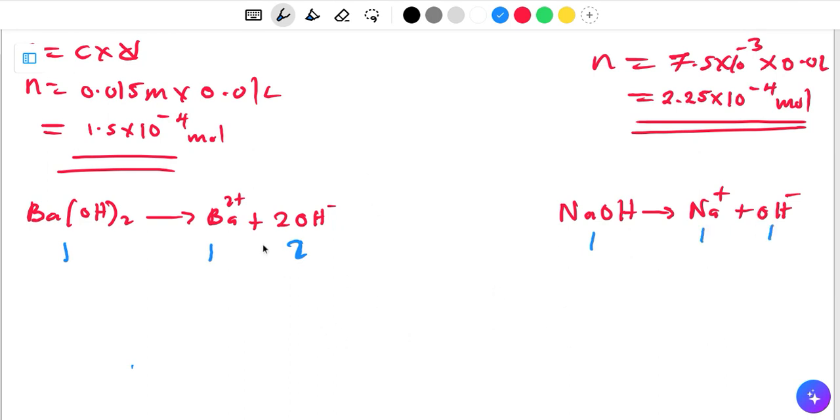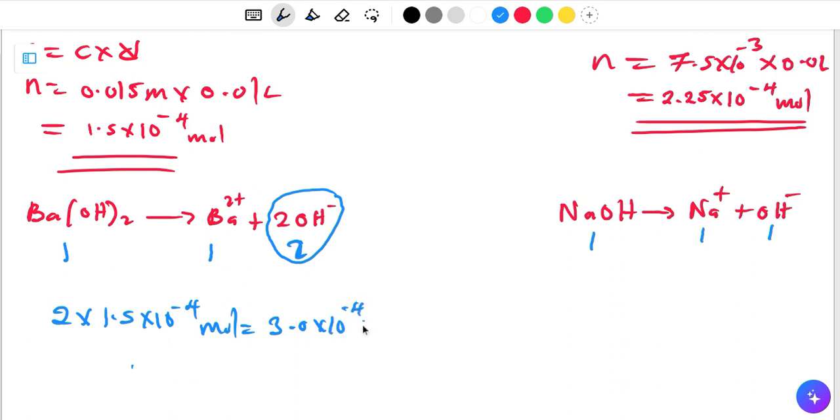So in terms of the concentration of hydroxide ions here, we need to multiply by the ratio. Let me say the number of moles of barium hydroxide, for us to know the number of moles of hydroxide ions. So we have 1.5 multiplied by 10 to the power negative 4 moles. So this one is going to give us 3.0 multiplied by 10 to the power negative 4 moles. What about this one? It is 1 to 1. So meaning to say this one is having 2.25 multiplied by 10 to the power negative 4 moles of hydroxide. So for hydroxide on that part, it is this one.